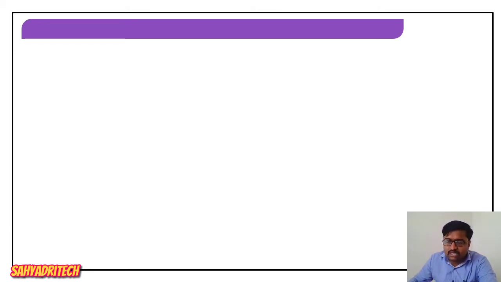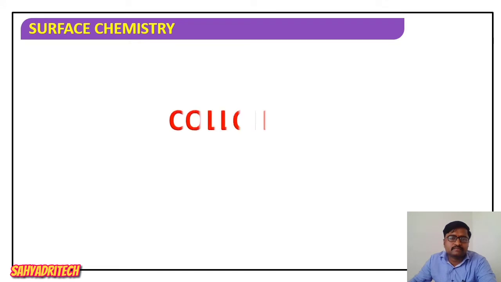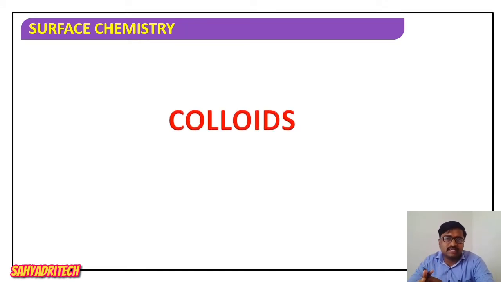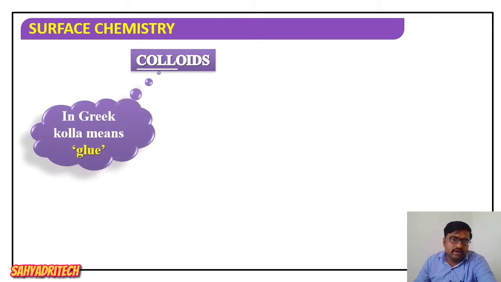Now in this session, I'm going to begin the third part of the chapter. What is that? The third part of the chapter is colloids. I said this chapter has three parts: adsorption, the second part is catalysis, and the third part is colloids. Here we try to get the meaning of colloids. What is a colloid? The term colloid is derived from a Greek word.